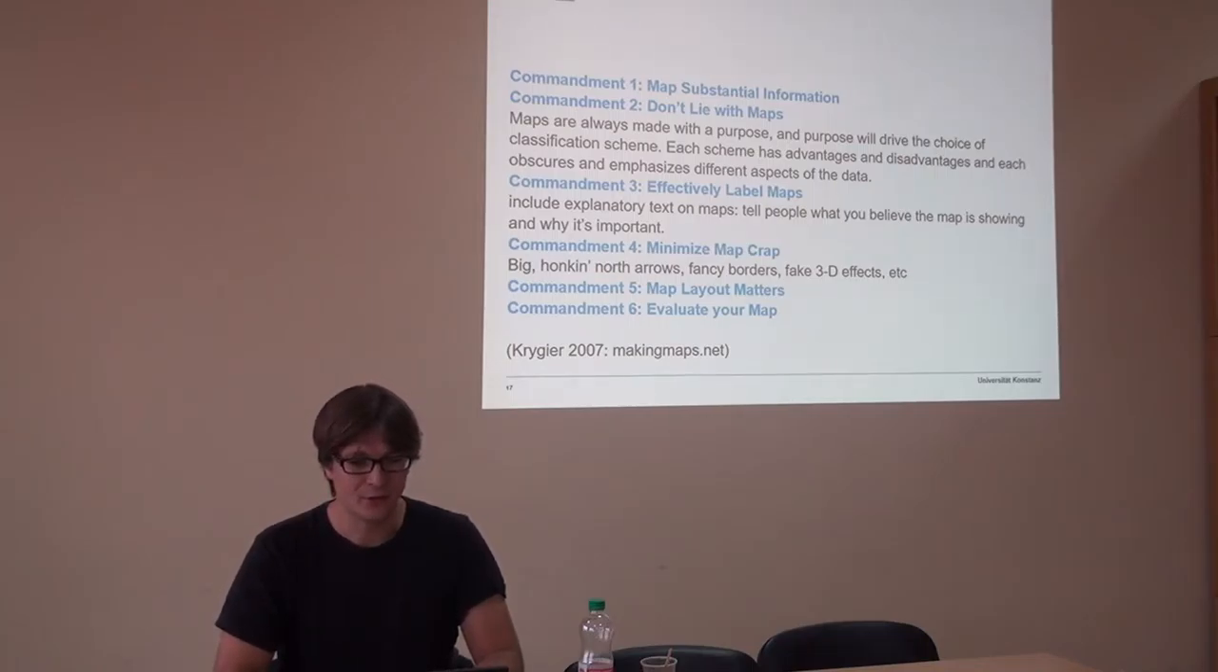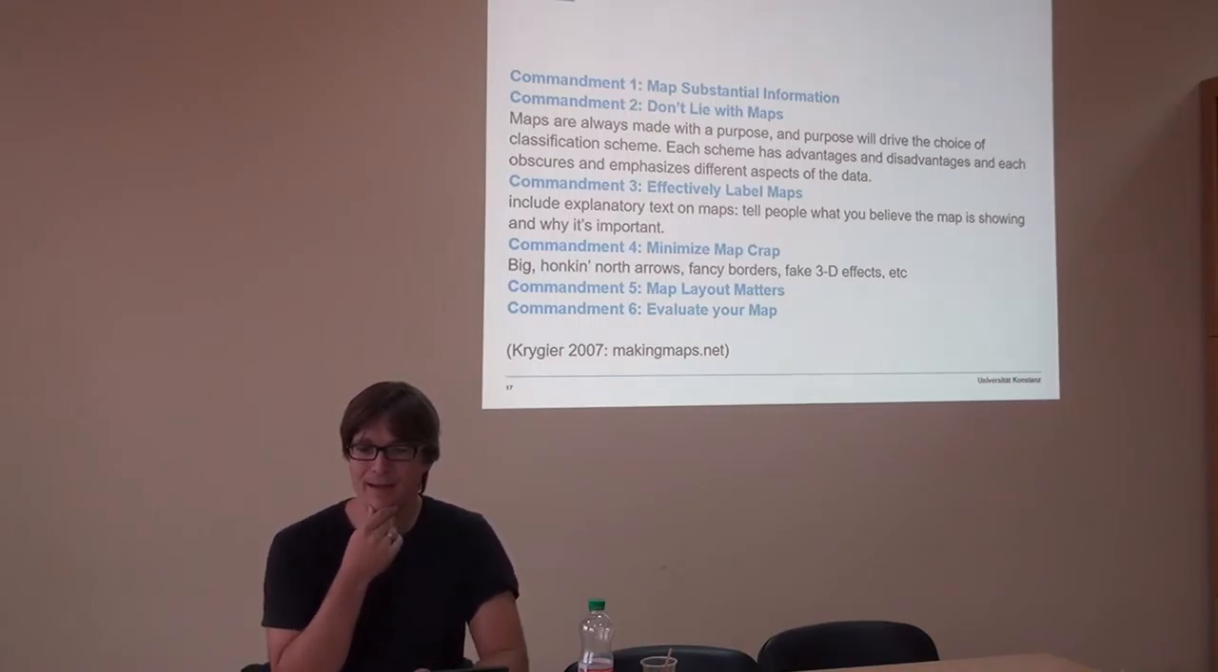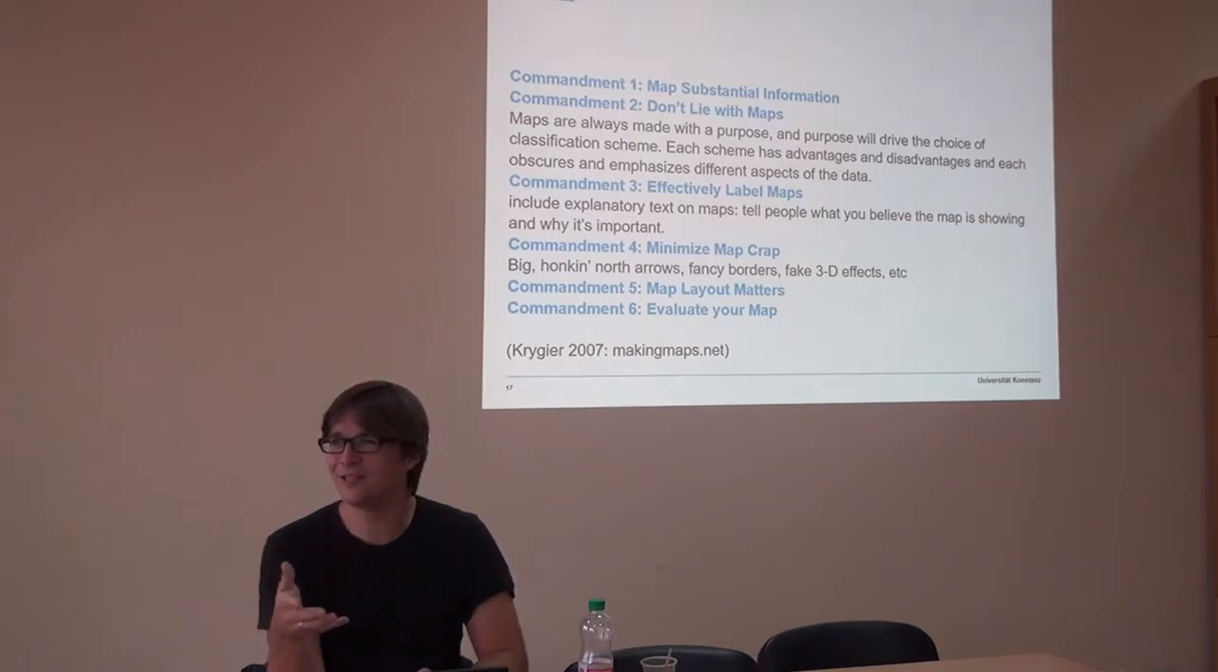Commandment two, don't lie with maps. As with statistics, you can also lie with maps. Now, maps are always made with a purpose, and purpose will drive the choice of the classification scheme, for example. I come to this later. And each scheme has advantages and disadvantages, and each obscures and emphasizes different aspects of the data. So this is something we should at least be aware of.